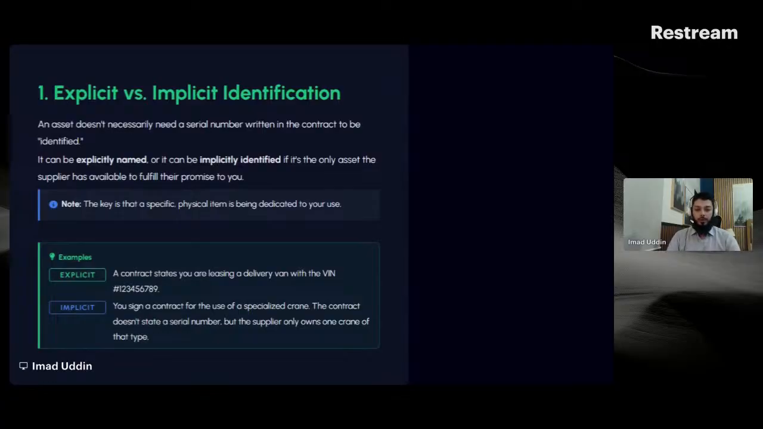Implicitly, you sign a contract for the use of a specialized crane. The contract doesn't state a serial number, but the supplier only owns one crane of that type. So it's understood that you are leasing that particular crane, and therefore the lessor cannot substitute it.